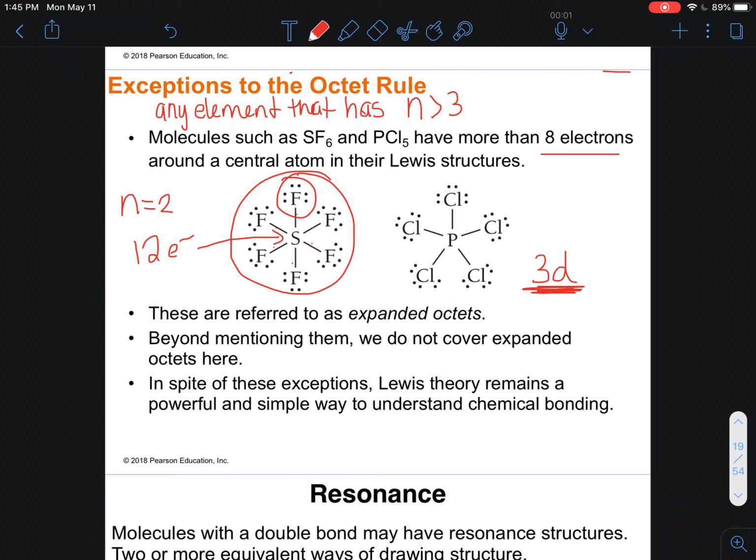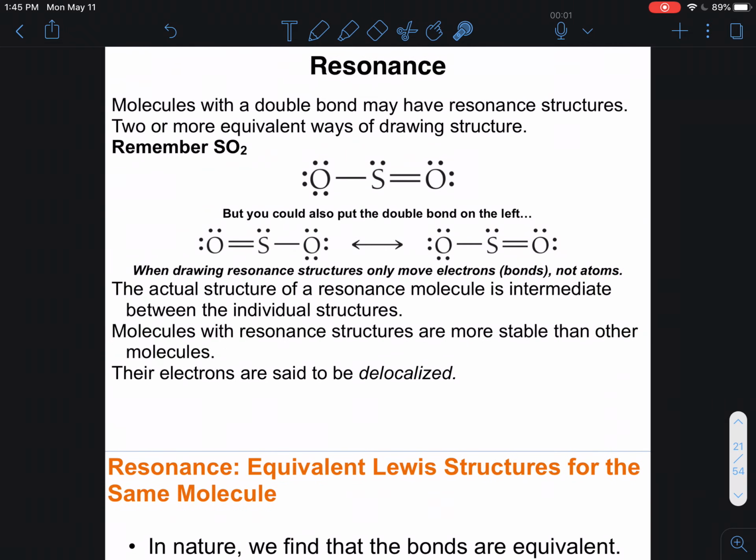So it can accommodate more than 8 electrons. These are called expanded octets. Beyond mentioning them, we do not cover expanded octets in this lecture class. You will cover them in Chem 200. So in spite of these exceptions, Lewis theory remains a powerful and simple way to understand chemical bonding. And like I said, we'll do lots of examples tomorrow in our lecture class.